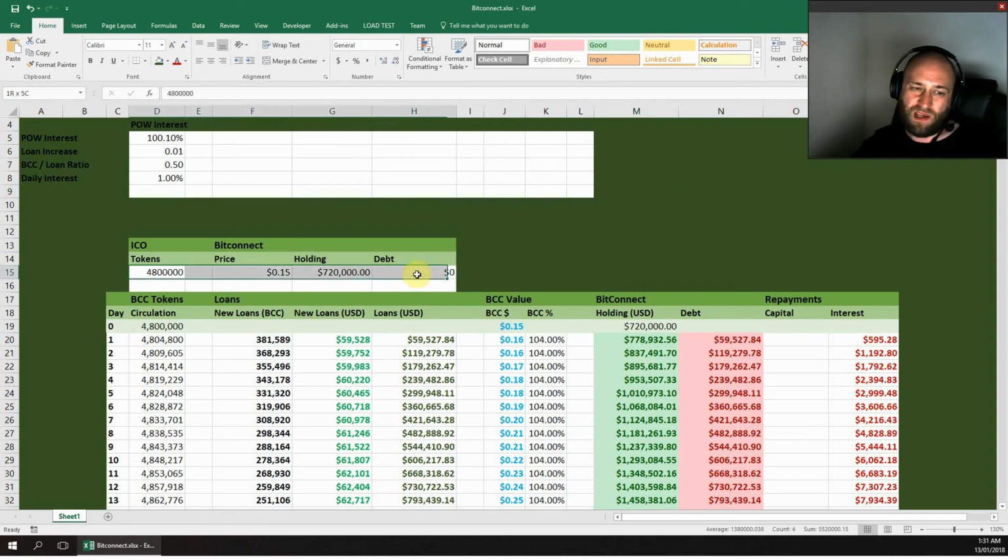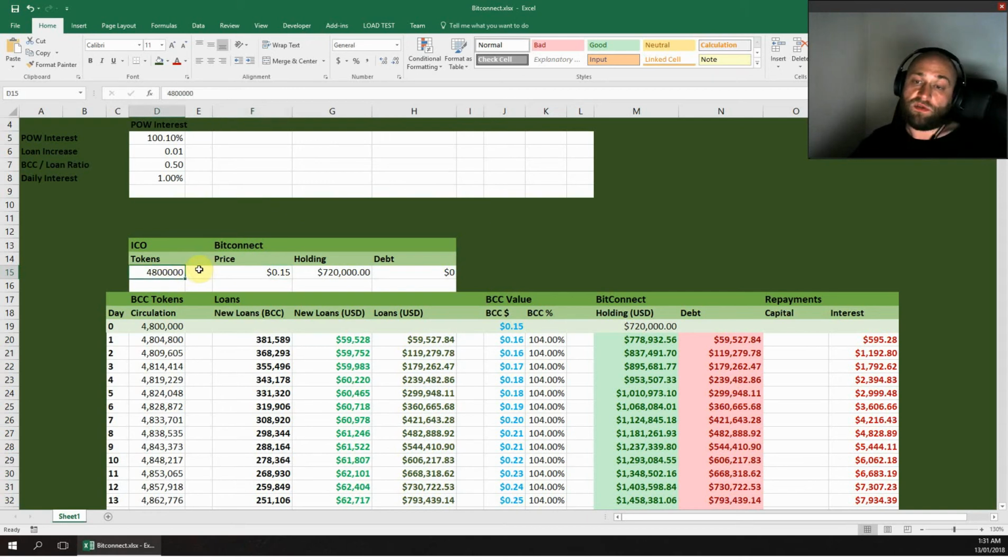So here I've just got a little ICO calculation I did. If the ICO token value was 15 cents, which I'm not sure it was, it doesn't really matter whether it was 15 cents or 50 cents. We're representing the underlying principles, and it still plays out the same, just in slightly different time spans.